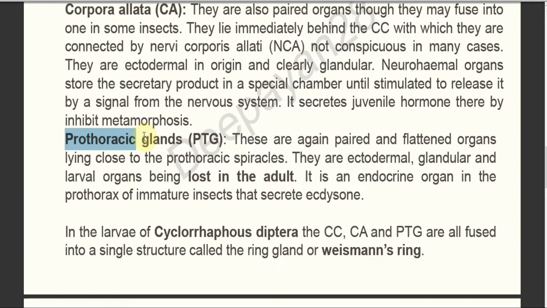Okay. It is an endocrine organ in the prothorax of immature insects only. You see now, it will be clear. But it won't be there in the adult. Yes or no, so it is clear that spiracles are generally absent in the prothorax. Clear? Again, prothoracic gland will also not be there in the adult. Clear? Yes or no? Yes, sir. Okay. This one is important, this bold letter. It may come in the exam.